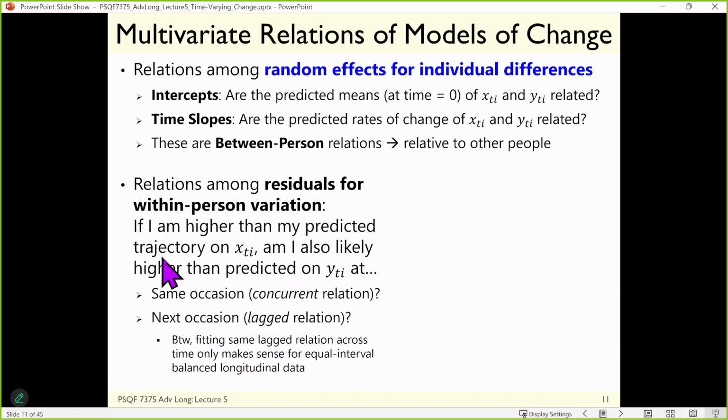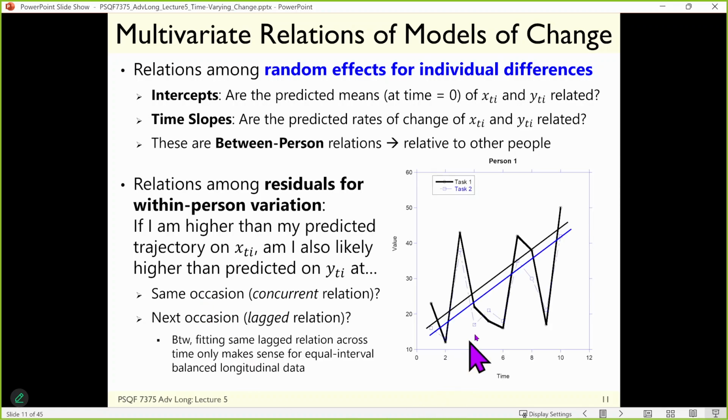So this is like, if I'm higher than expected based on my random effect trajectory at this occasion on one outcome, is the other one following suit? And so a picture I have that goes with this, here's some very noisy data. So we have a blue line and a black line for two different outcomes over time. And the slopes through them would look something like this to the best of my PowerPoint drawing ability.